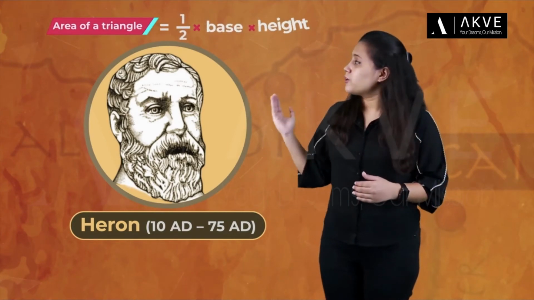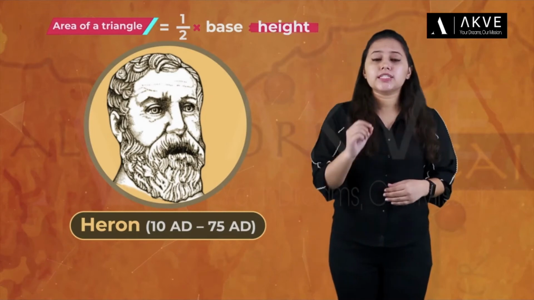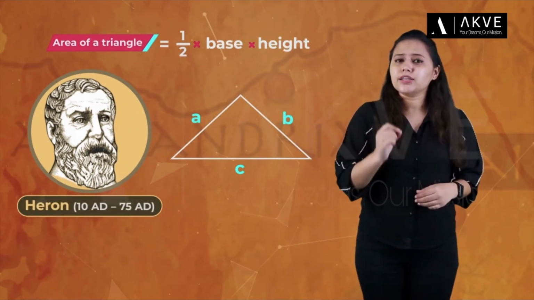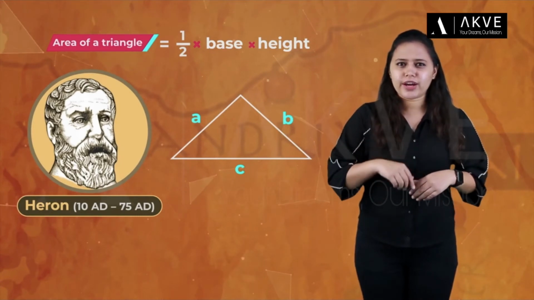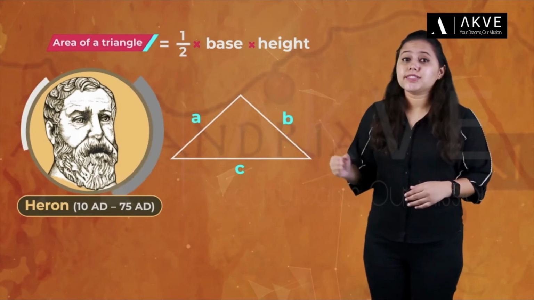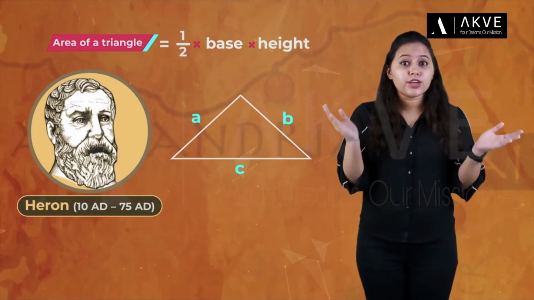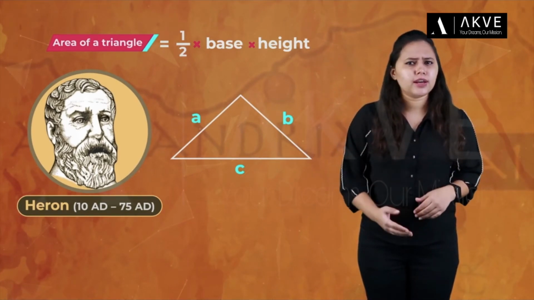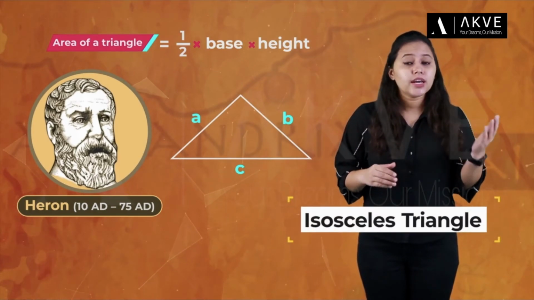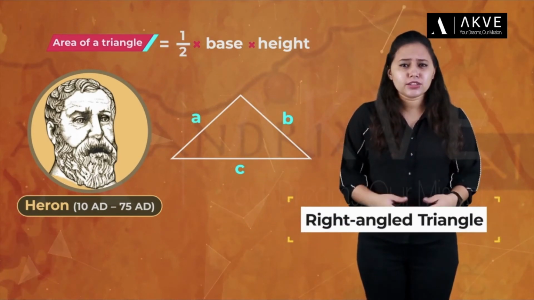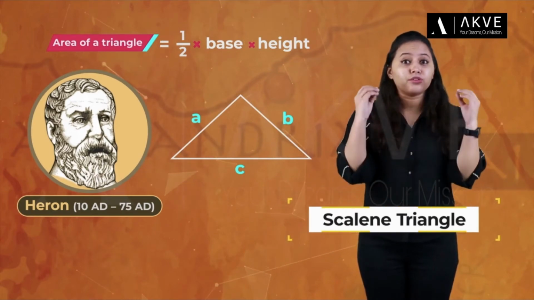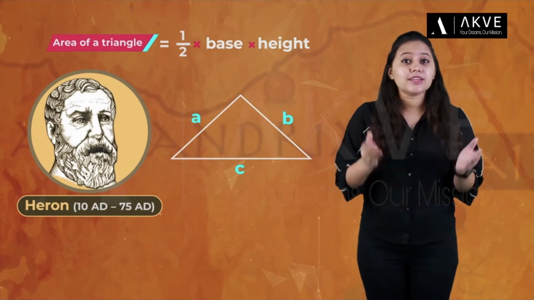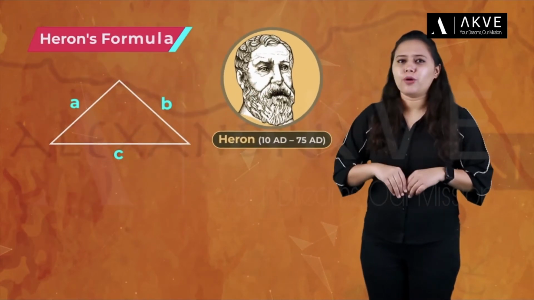He tried to replace the value of h in terms of a, b and c so that we do not need the height to find the area of a triangle. He was successful in getting a formula using which we can calculate the area of any triangle, be it isosceles, equilateral, right-angled or scalene triangle. The formula given by Heron about the area of a triangle is also known as Heron's Formula.